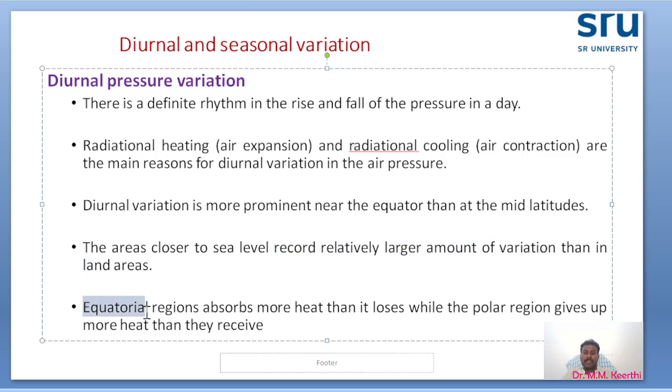Particularly, the equatorial region absorbs more heat, because it is directly near the sun. So the equatorial region absorbs more heat than it loses. Compared to loss of heat, it will absorb more. While the polar region gives out more heat than it receives, which means heat release will be more than absorption.